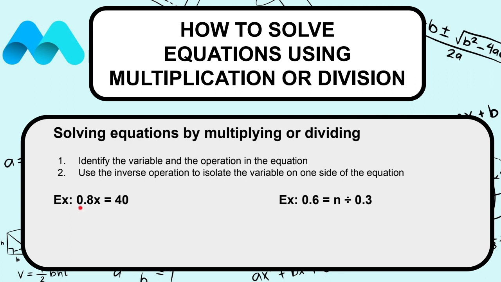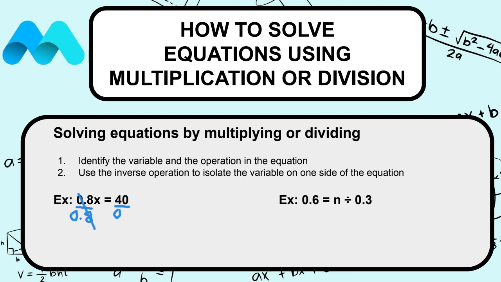We had identified that we were multiplying, so the opposite of multiplication is division. I'm going to write my division bar in here because what we do on one side of the equation, we have to do on the other. So I'm going to divide each side by 8/10.